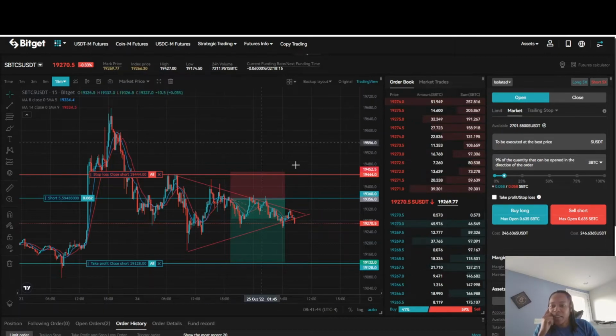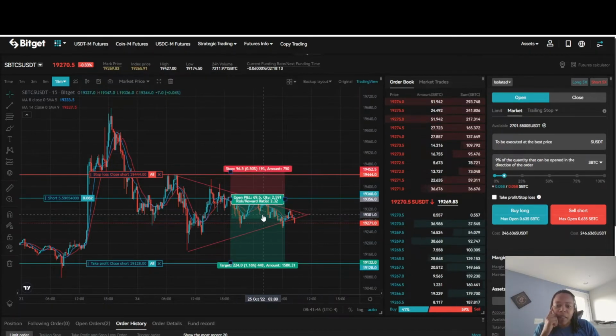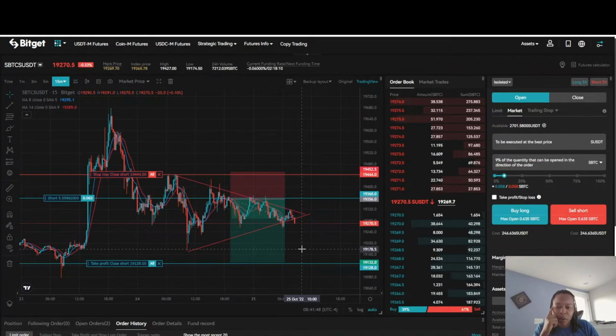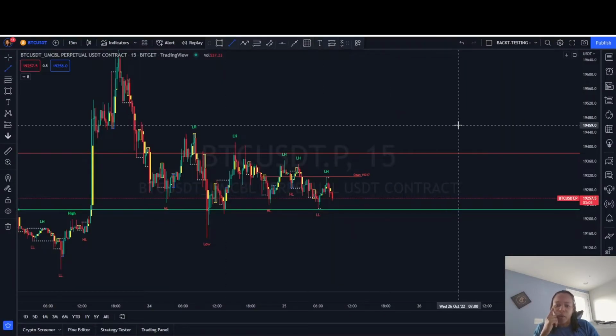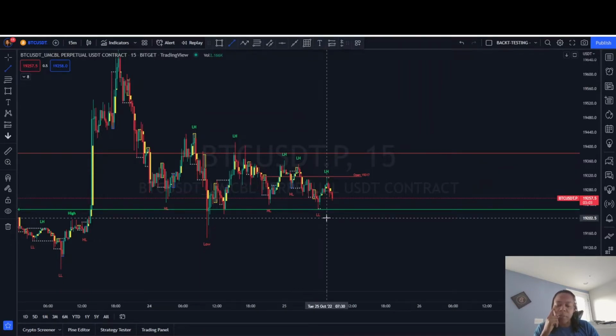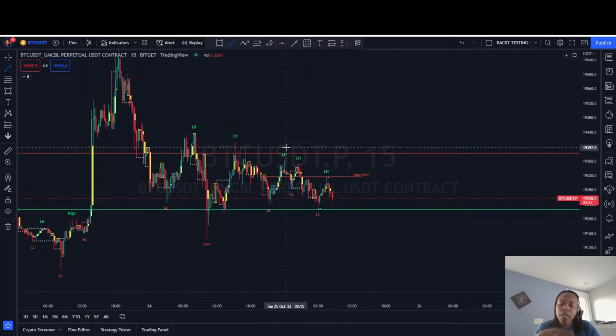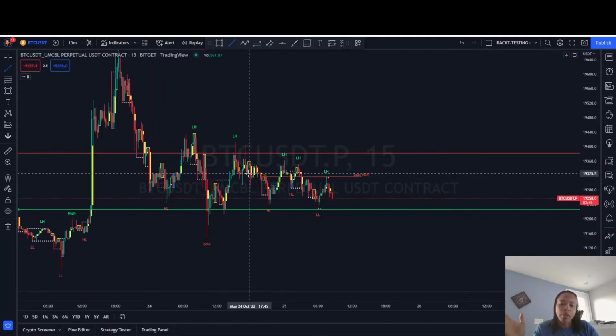All right, so while this is going along, let's see. I'm expecting it to break out and drop down to this next area here. What I want to do though is simplify things a bit and see how we could have traded this insane boringness on lower time frames. So I'm going to use the 15 minute for finding what I'm looking for, and then the 1 minute for entries.